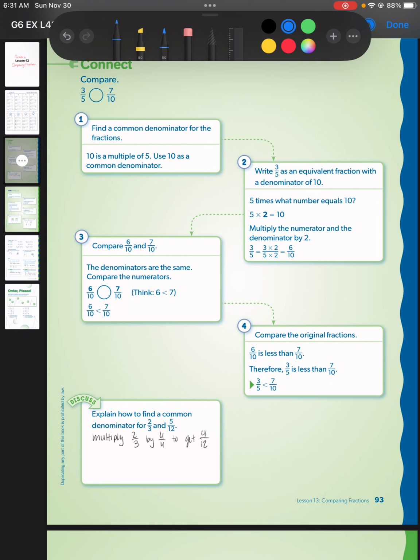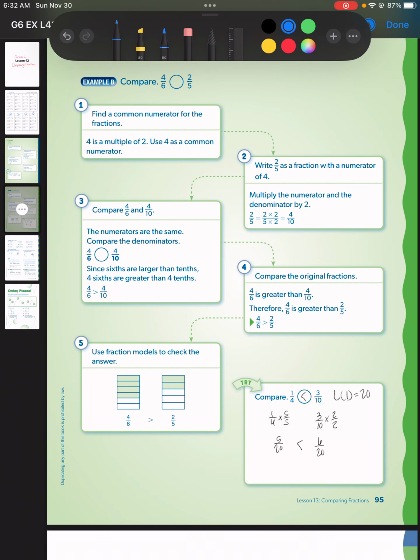As you jump into the discussion question, you notice that it's not asking students for an answer, but it's asking them to recall the steps for finding a common denominator. So this will be a great check for understanding to see if students can really articulate the steps in finding the least common denominator.